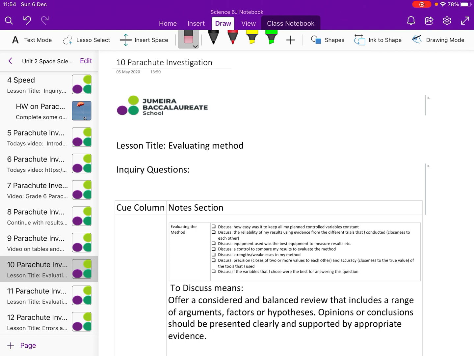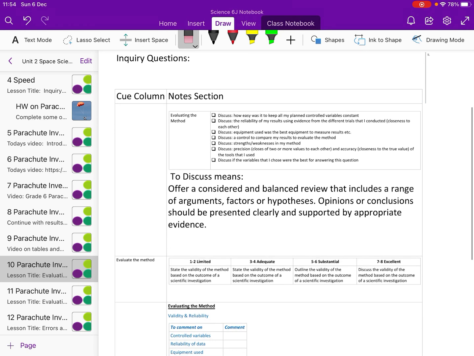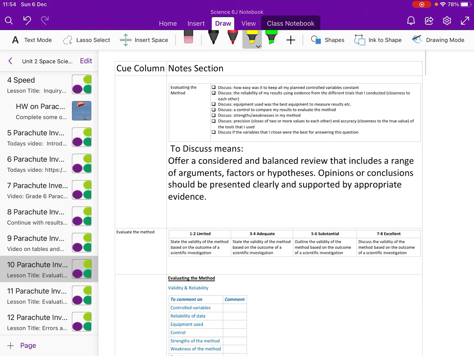So let's look at today's lesson. I'm going to try and take my time today. Here, as always, is the suggestions of what you need to do. And then I've added in, because all of them start with the word discuss, I've looked up what the MYP definition of discuss is, and it says to offer a considered and balanced review. So balanced means we're going to look at both sides of things, whether it went well and what things didn't go so well. Offer a range of arguments, so not just look at one thing, but look at a range of things.